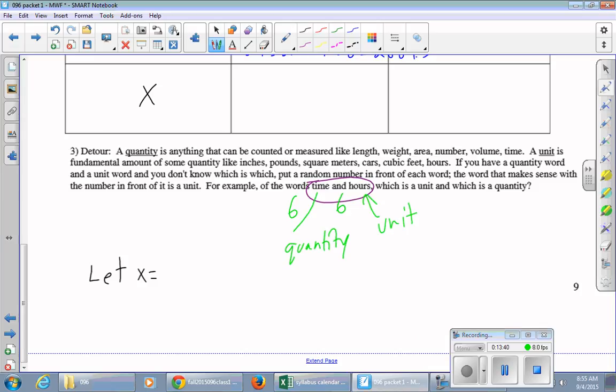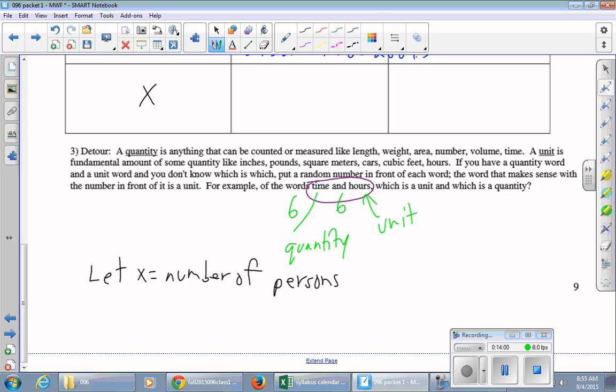Jasper. Number of additional persons. Fine. I'll just write number of persons. All right, that's how many people in our group.